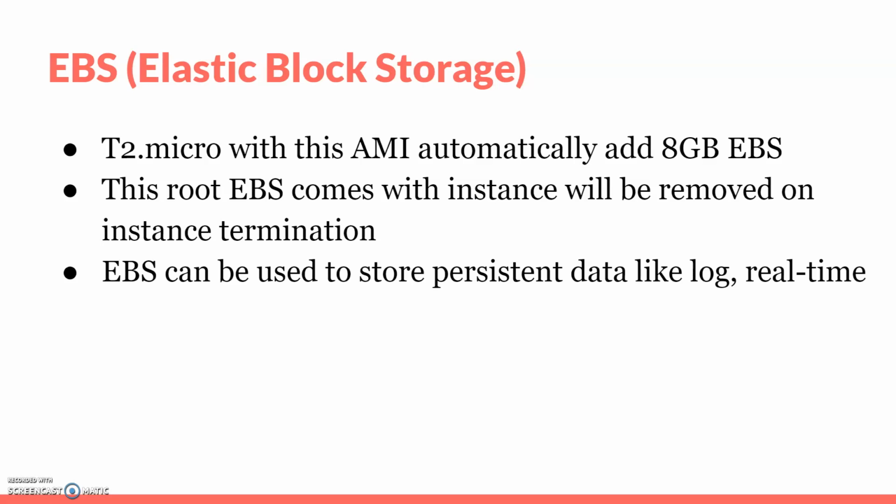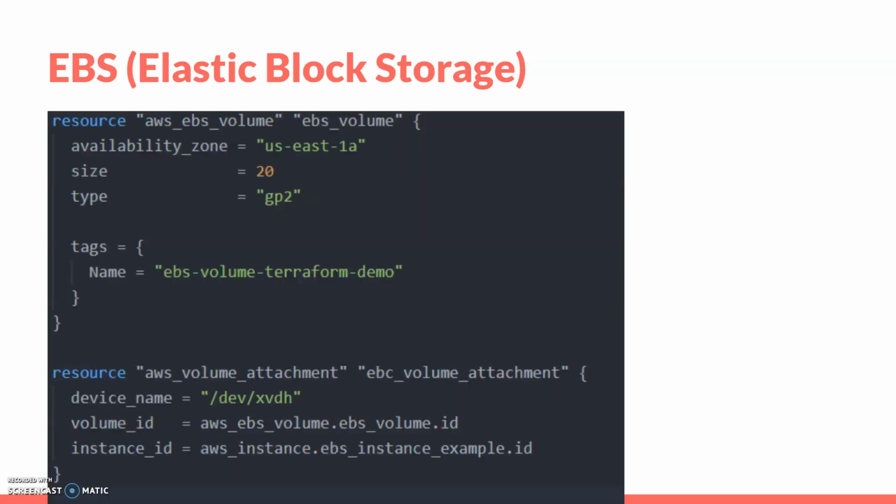The root EBS volume is removed on termination of your instance, so your data will be gone. So EBS comes into the picture for persistent data. If you need the data after termination, you can attach your EBS for that case. EBS can be used to store persistent data, such as logs or real-time data. So how to configure EBS, let's see.